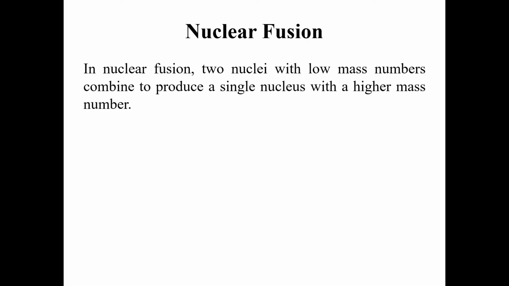So let's start the lecture with nuclear fusion. What is nuclear fusion? What actually happens in nuclear fusion? In nuclear fusion, two nuclei with low mass numbers combine to produce a single nucleus with a higher mass number. So this is the more formal definition of nuclear fusion.